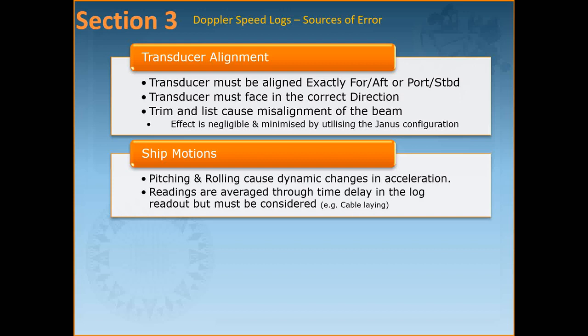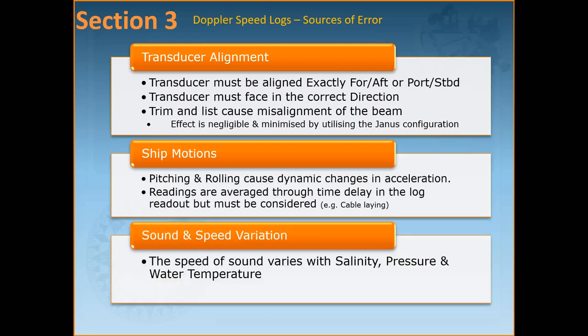You as a user must pay particular attention to the instantaneous motions while relying on the speed shown by the log and must treat the readings with caution even after averaging them over a period of time. The final source of error is the sound speed variation. So the speed of sound varies with water temperature, salinity and pressure. Temperature is the most significant of these. The log will read wrongly if the actual values differ from the assumed values.